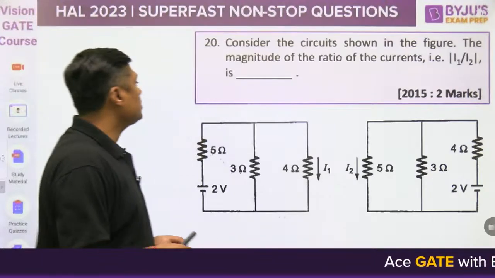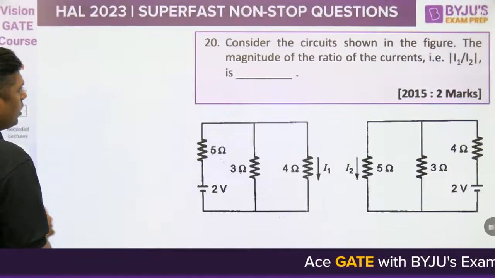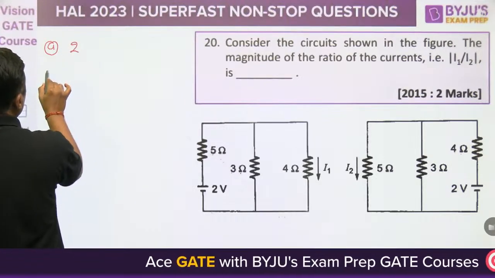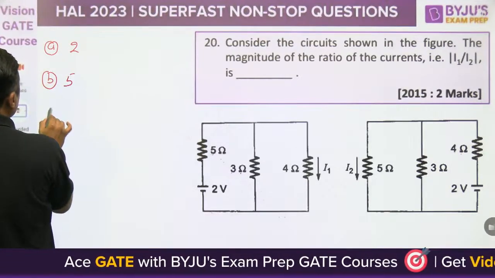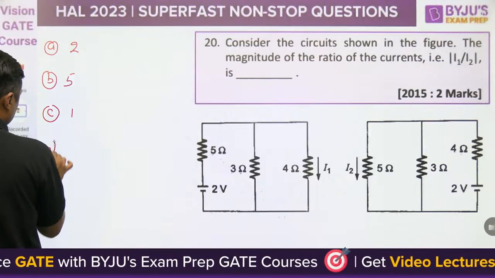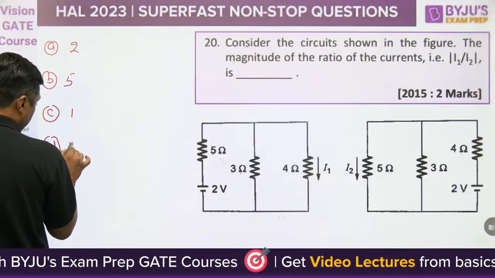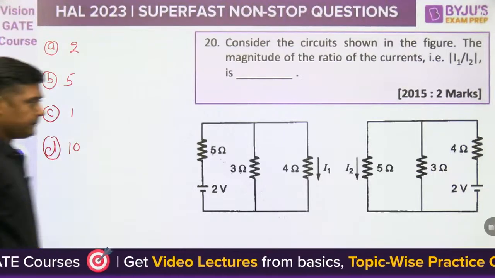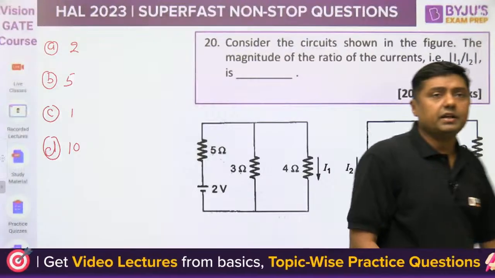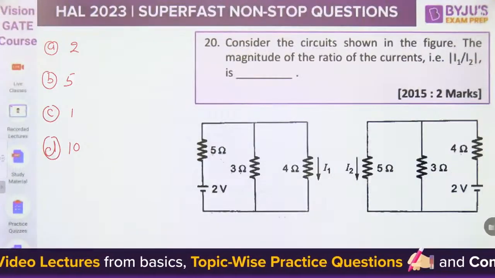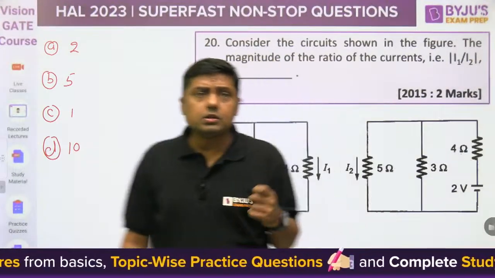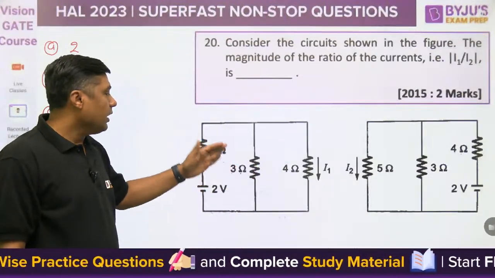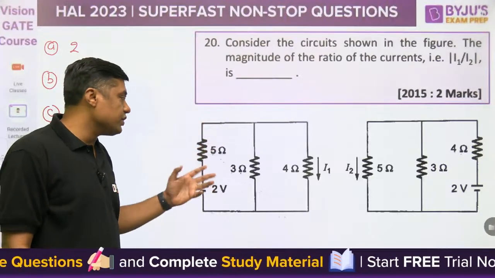So what is the answer for this question? There are 4 options: 2, 5, 1, and 10. Now tell me which answer is correct. Some students will try to solve it: this is the 5, this is the 3, 4 parallel with 3 and then 5, then the current distribution and so on.